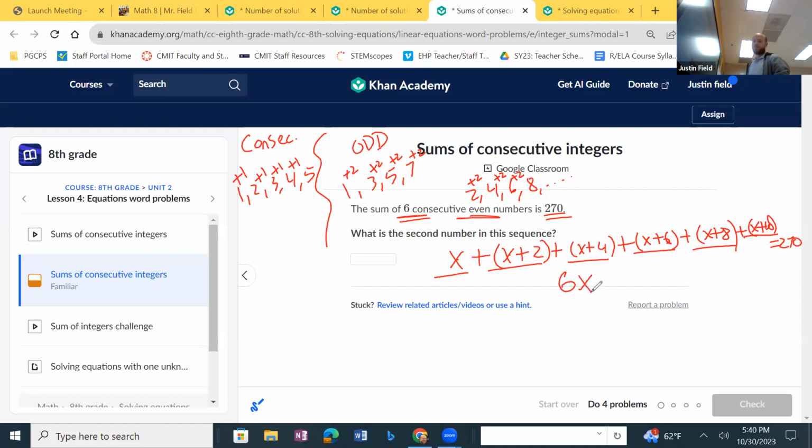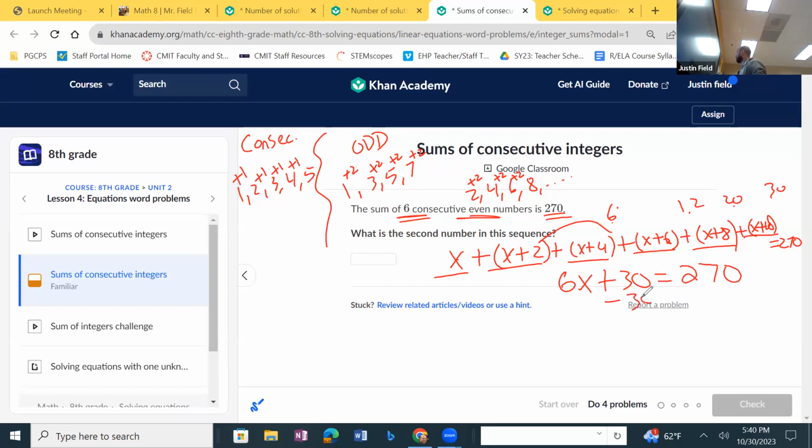And how much is 2 plus 4 plus 6 plus 8 plus 10? Go ahead and do that. 2 plus 4 is 6. And then 6, so that's 6. 6 plus 6, 12. 12 plus 8 is 20. 20 plus 10 is 30. So it's going to be, just did that in my head, 6x plus 30 equals 270.